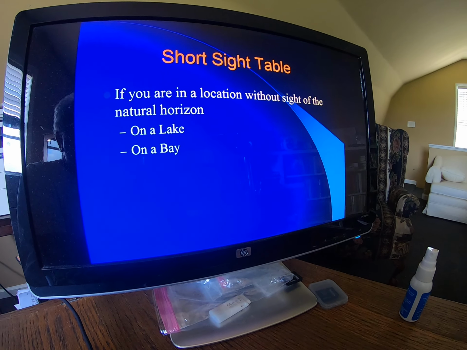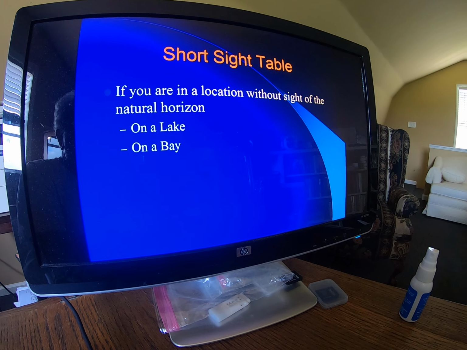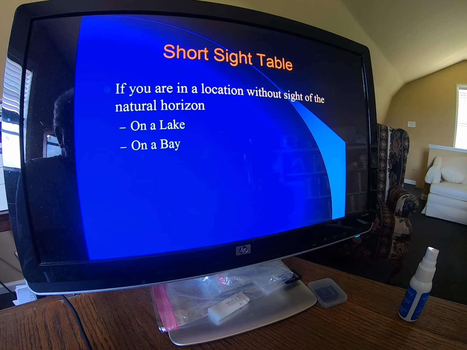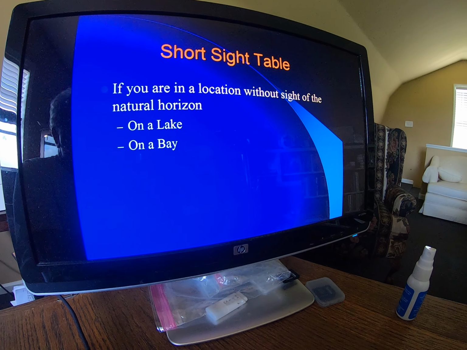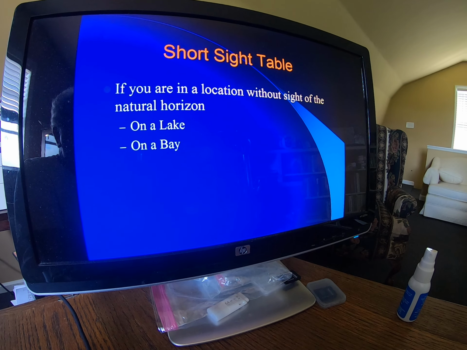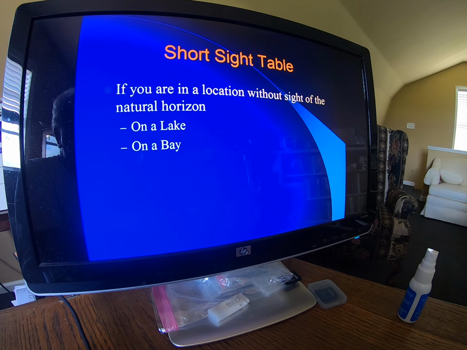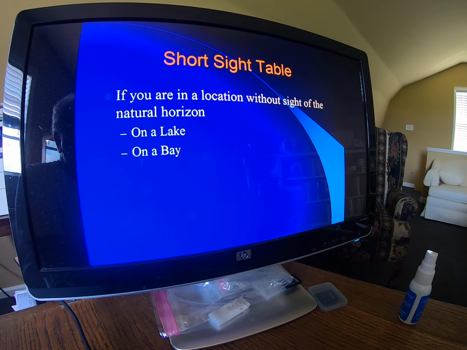Now, the short sight table. If you're in a location without a sight of the natural horizon, for example, on a lake or in a bay, and you don't see the horizon out there at a distance because you have land in the way, don't worry, you can still practice celestial navigation. You'll have to make a correction, but that's no problem. I'm going to tell you how to do it.